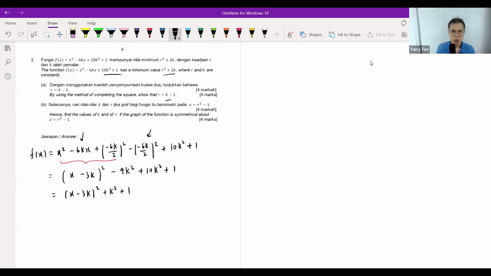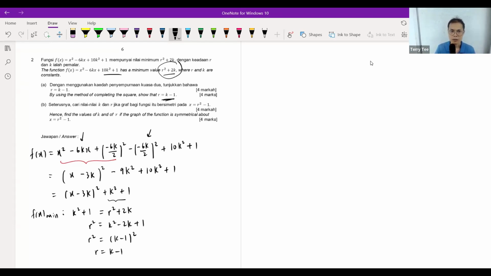So with that, we know that the minimum value is the one outside the bracket, which is k squared plus 1. And this is equal to the minimum value given here, which is r squared plus 2k, right? We are supposed to find r in terms of k, show that r is k minus 1. So I'm going to throw your 2k to the left-hand side. You will get k squared minus 2k plus 1. As we can factorize, this is k minus 1 squared. If r squared is equal to k minus 1 squared, r is just k minus 1.